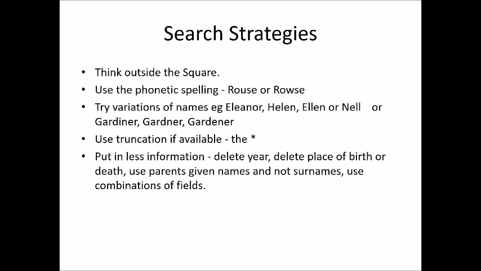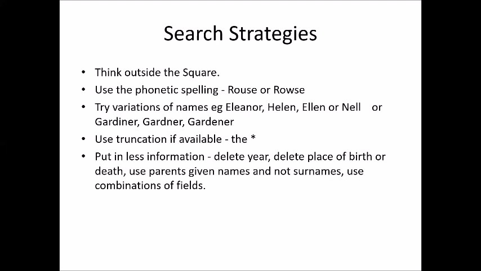So, search strategies. Think outside the square. If you can't find the birth under the father's name, look under the mother's maiden name. Sometimes you can use phonetic spelling. Rouse is my maiden name, but it's often spelled with a W, not a U. Eleanor, Helen, Alan, and Nell are not all the same name, but are often used interchangeably. Gardener, garden, all those sorts of variations.